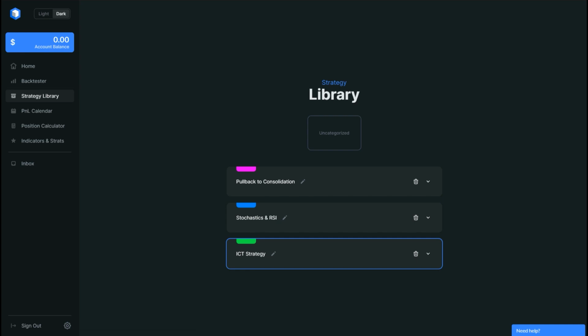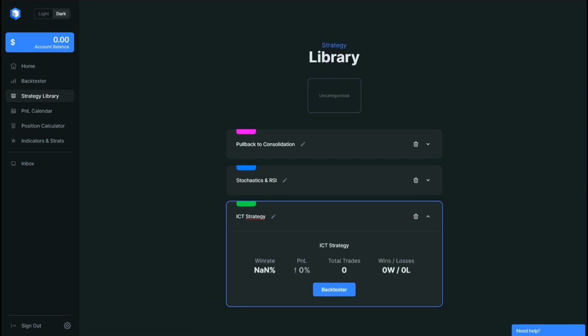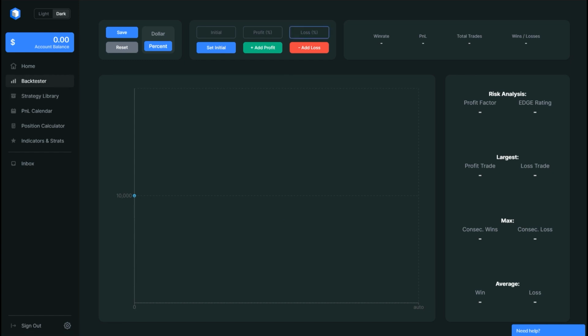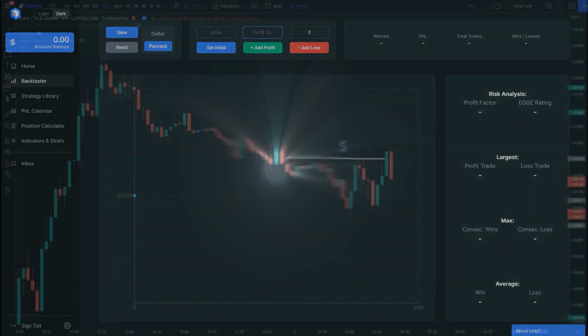I added the backtest for the ICT strategy to my library there, in which I stored the results. My stop loss is always 2% of the current account size, which means for every winning trade I multiply the risk to reward of the trade by 2, but we will see this in a moment. Okay, so let's go to the chart.